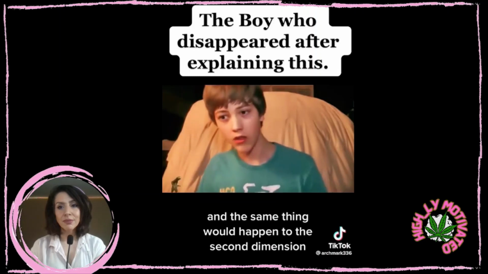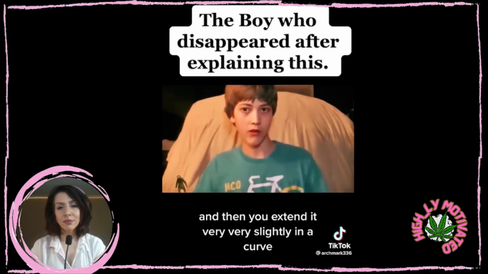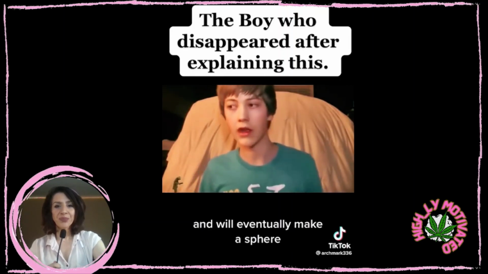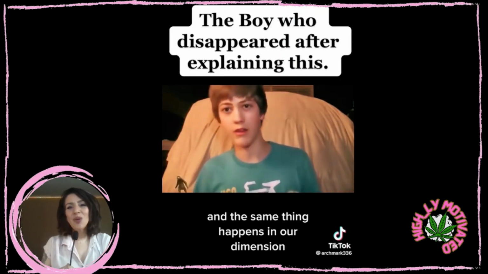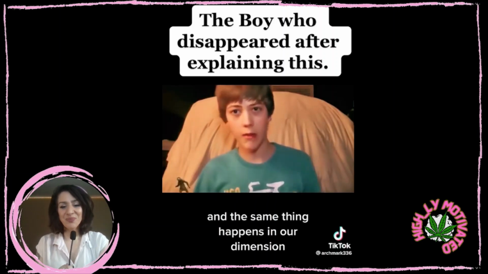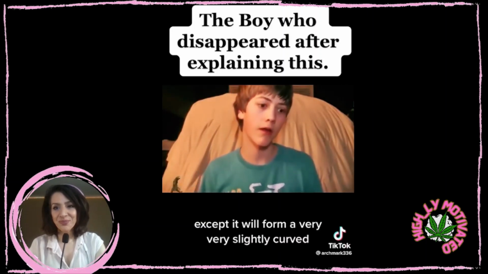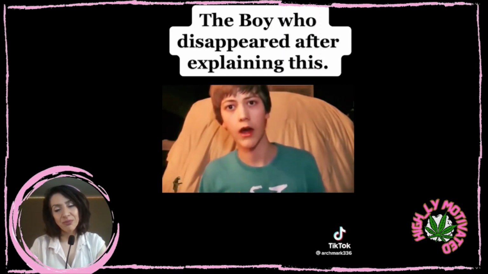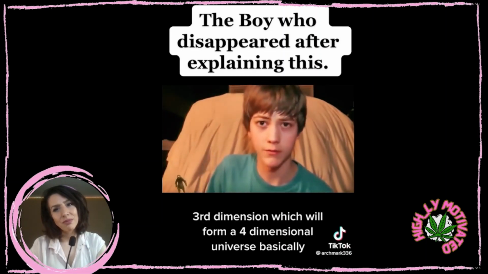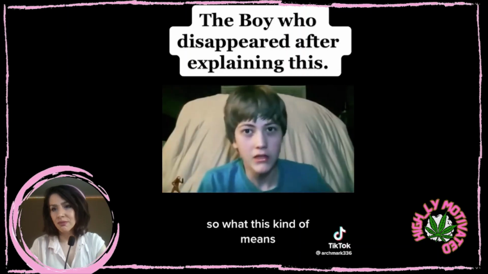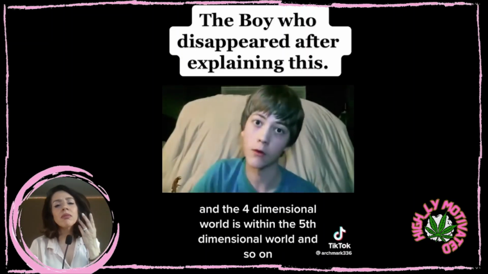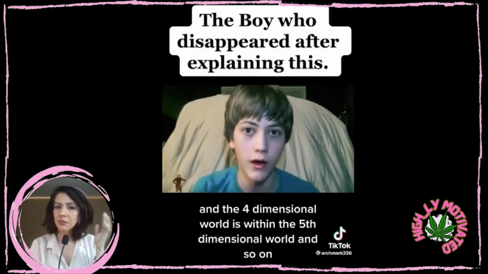And the same thing would happen to the second dimension. If it's just a square, and then you extend it very, very slightly in a curve, it will eventually make a sphere. The same thing happens in our dimension, except it will form a very, very slightly curved third dimension, which will form a four-dimensional universe, basically. So what this kind of means is that our three-dimensional world is within a four-dimensional world, and the four-dimensional world is within a fifth-dimensional world, and so on.